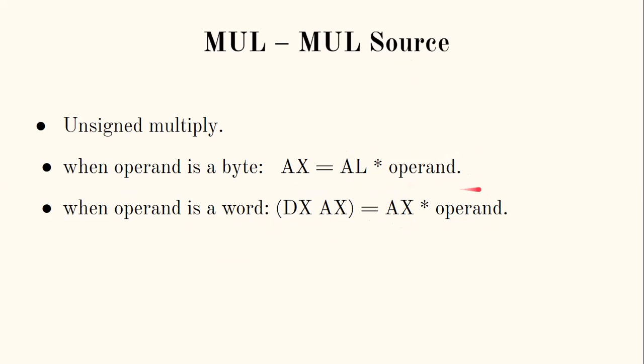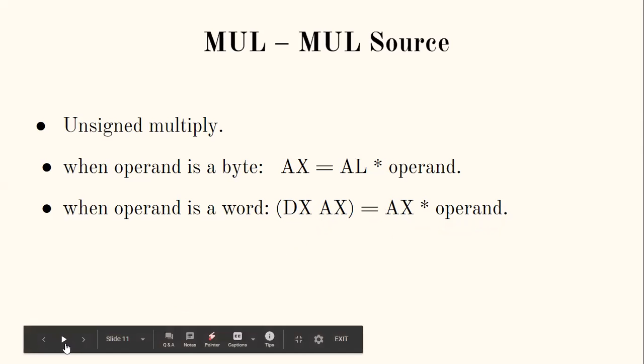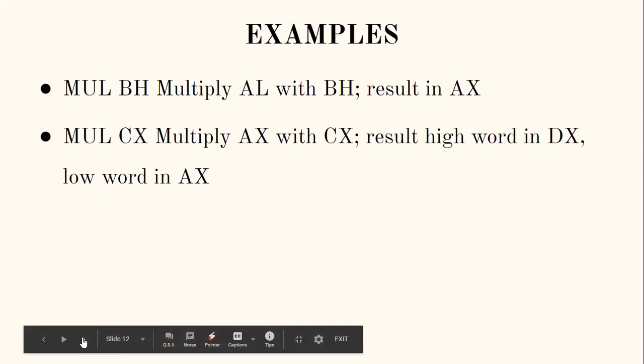Now, when these two 16-bit numbers are multiplied, whatever result is obtained will obviously be greater than 16 bits, and then it will be stored in the default registers in the format that the lower word of the result will be stored in the AX register and the higher word of the result will be stored in the DX register by default. So this is the format of the multiply instruction.